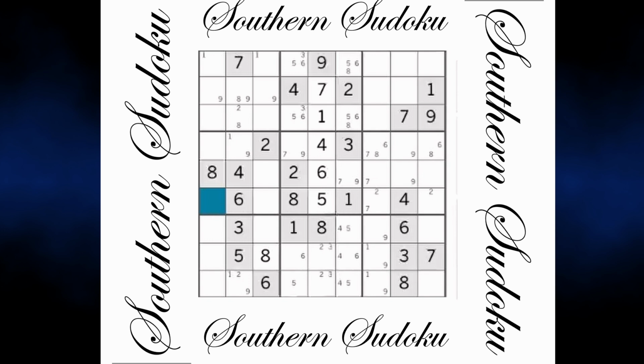So in here, I need a 2, 3, 7, or 9. I have a 7 and a 9 here, so this one has to be a 2 or a 3. I'm messed up here. I have a 3 here, so that one can't be a 3. That one has to be a 2, which makes that a 3.